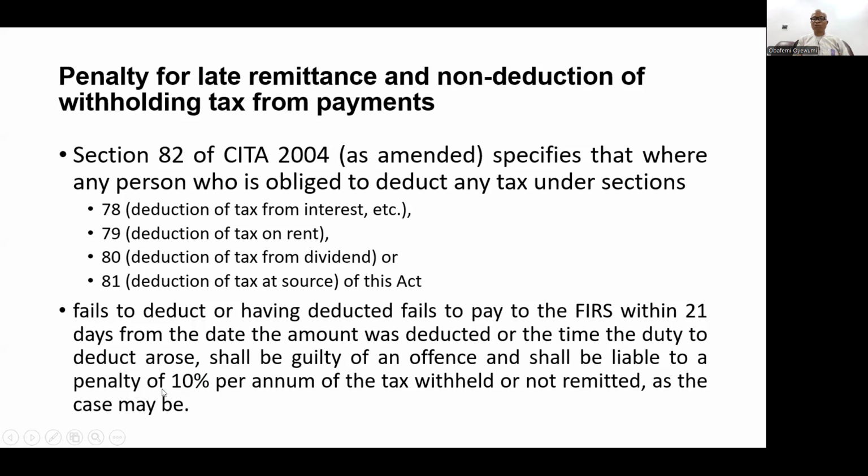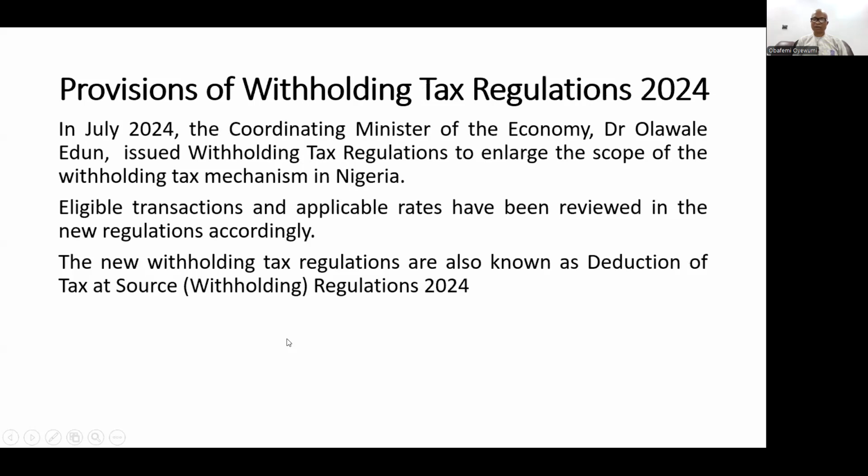So now the general rule is this: 21 days in the following month after the month that the transaction took place. That's the general rule now. So please take note. That's why if anybody fails to deduct or having deducted fails to remit, then you'll be made to pay interest or a penalty of 10% on the value of the amount that you failed to deduct.